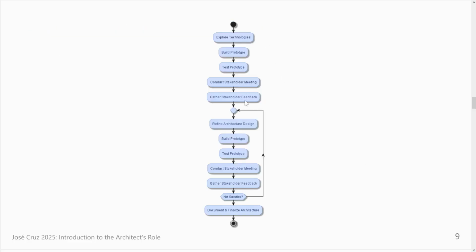So again, if you are more of a visual person, you can pause and check this, but this is just a step-by-step approach after what I said. So we explore technologies, build a prototype, test the prototype, conduct stakeholder meetings.